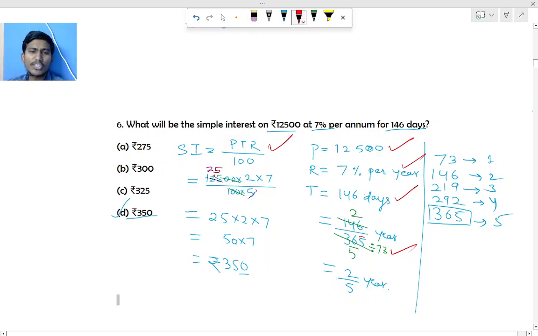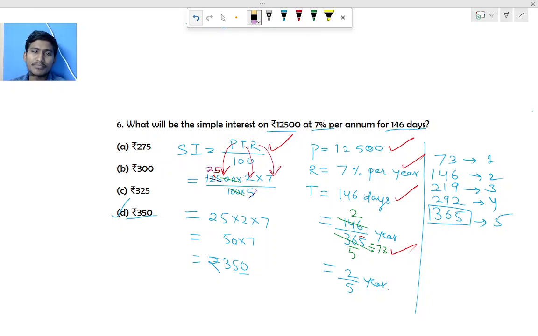Now you substitute here. Principal is 12,500. Time is 2 by 5. Rate of interest is 7. You substituted. So you will get how much? Cancel that and you will get the answer. Understand? So that is, if you just cancel it.